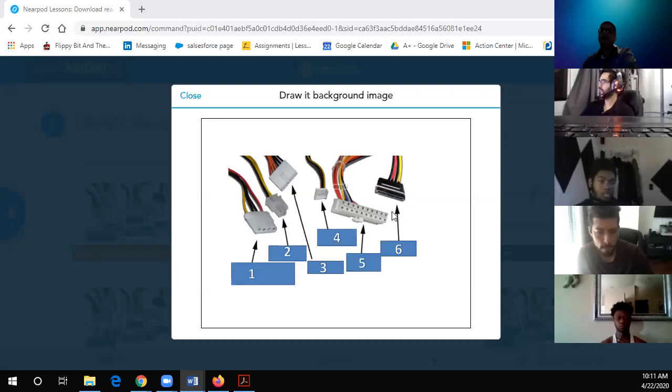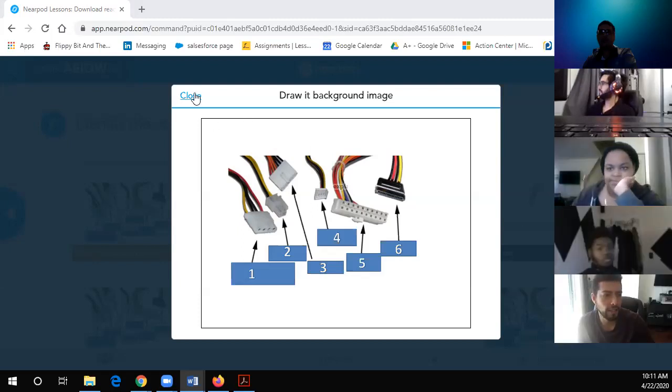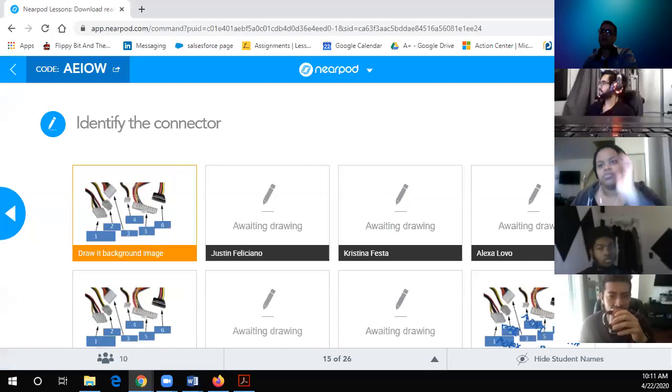Number 5. And I alluded to that one already. The P1. That's correct. That's the P1. And number 6. SATA. That's a SATA.